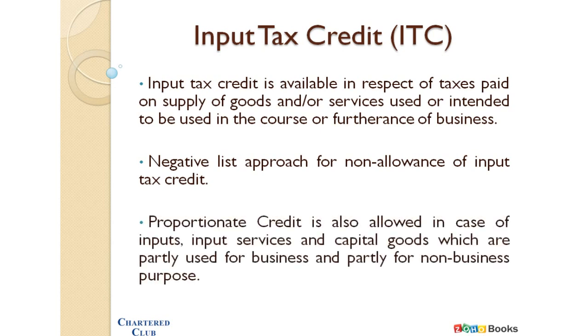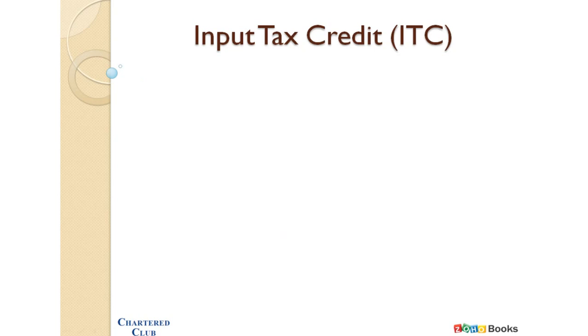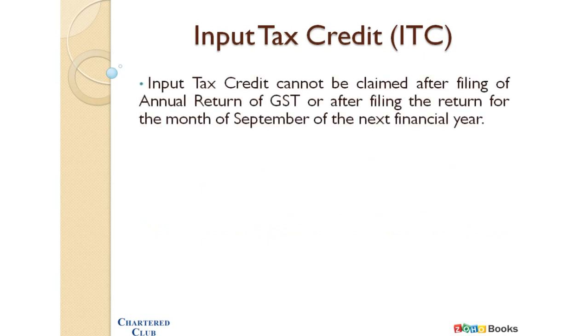Proportionate tax credit is also allowed in case of inputs, input services and capital goods which are partly used for business and partly for non-business purpose. The input tax credit cannot be claimed after filing of the annual return of GST or after filing the return for the month of September of the next financial year.